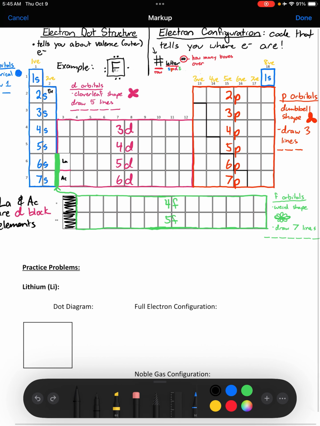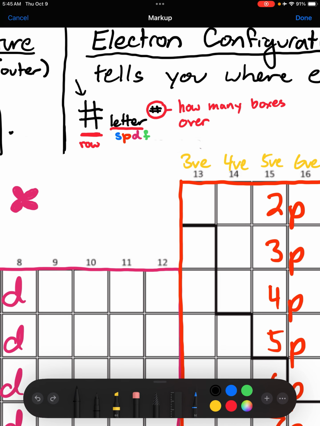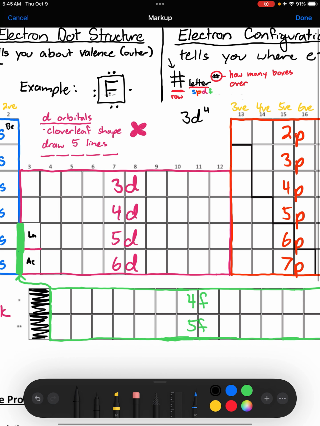So let me give you an example of what that code might in fact look like. Remember, we have a big number, a letter, and a little number that tells you how many boxes over in that row you are. So let's say that piece of my code was 3D4. All right, that's going to correspond to a space on the periodic table.